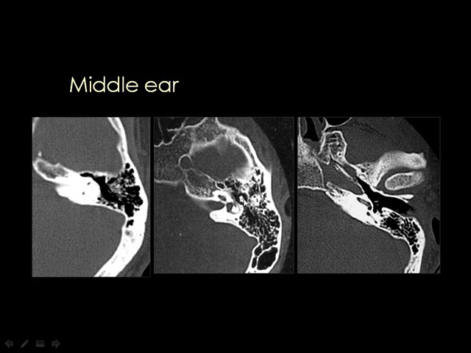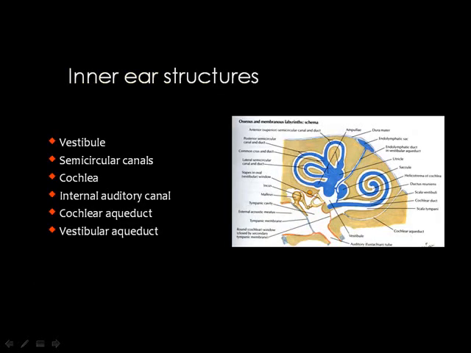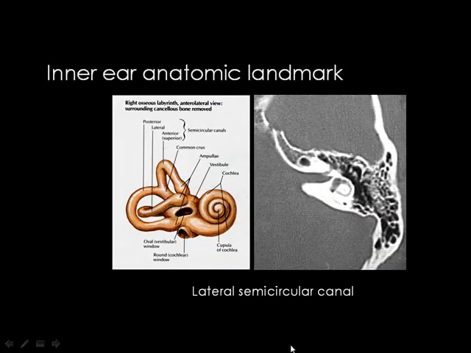If you go above the ice cream cone, then you can see the middle ear cavity, which is filled with air, separated from the brain by this tegmen tympani. Then we come to the anatomy of the inner ear. We would like to see the vestibule, the semicircular canals, the cochlea, the internal auditory canal, the cochlear aqueduct, and the vestibular aqueduct. Then what is the anatomic landmark in the inner ear?